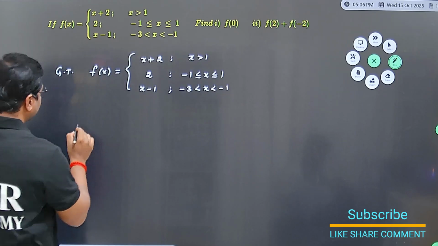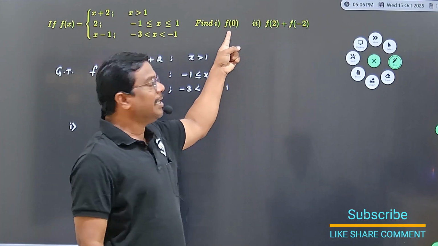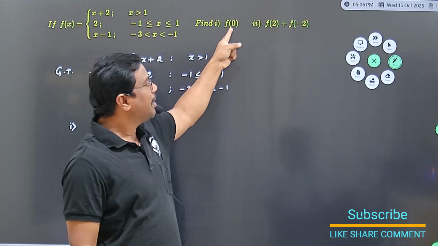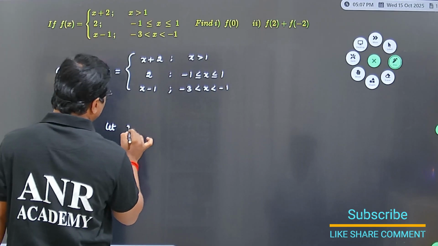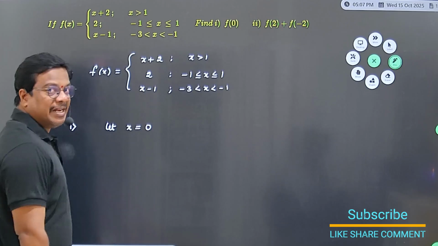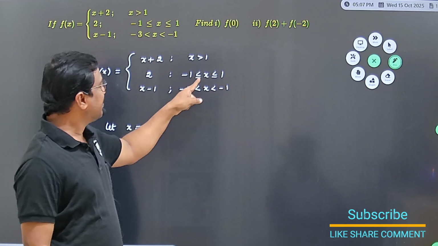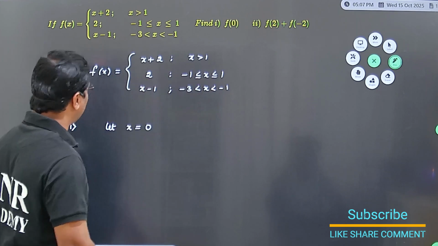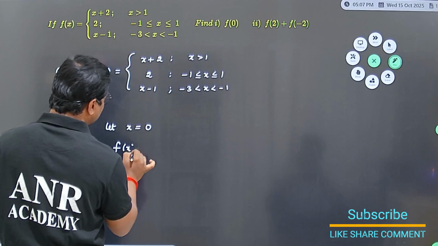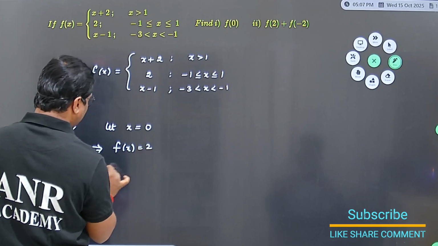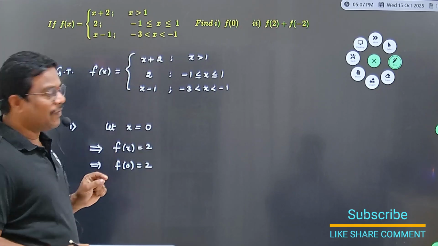Now, to find the first result, I am going to observe the interval part. Here input is 0, so let input x equal to 0. When input is 0, you know that it lies in between -1 to 1, and the respective function here you have is f of x equal to 2. Implies whenever x equal to 0, f of x is 2. Implies f of 0 is also 2. We got the f of 0 value.